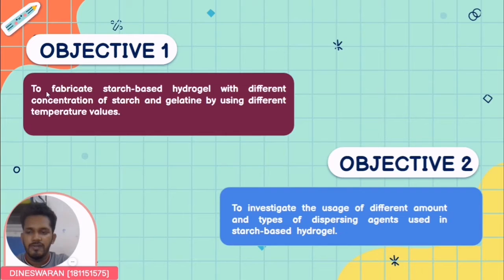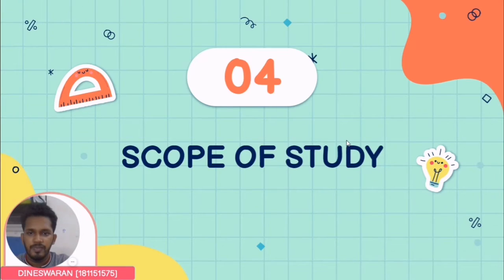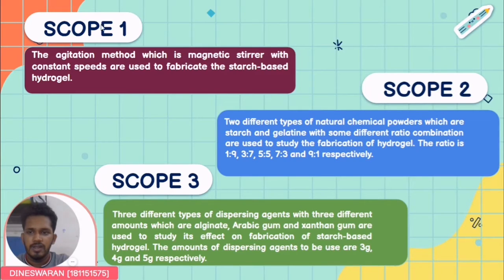So for the objective part, there are two objectives. The first objective is to fabricate starch-based aerogel with different concentrations of starch and gelatin by using different temperatures. The second objective is to investigate the usage of different amounts and types of dispersing agent used in starch-based aerogel.